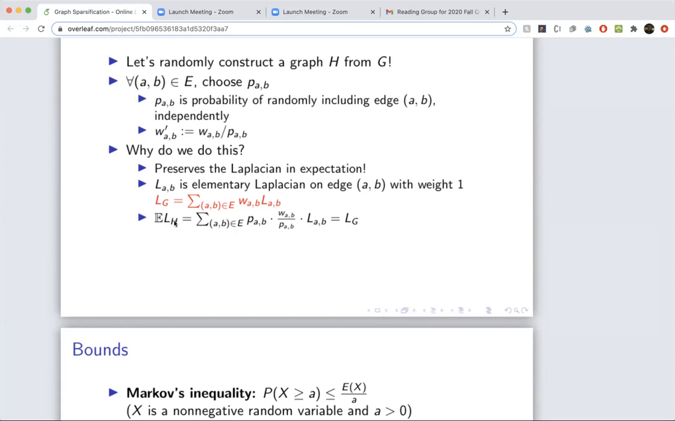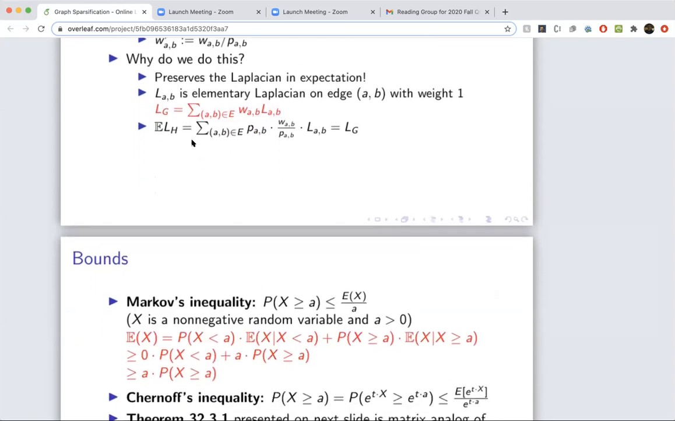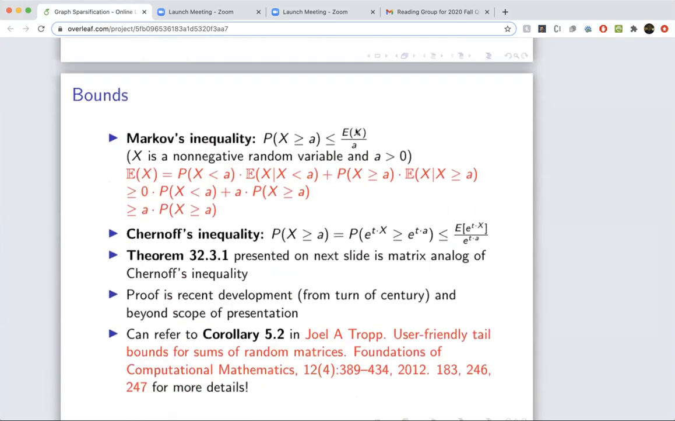If you now take the expectation of the Laplacian of the sparsified graph, we are able to do the summation over all the edges, because the expectation can be moved inside since summation is linear. We see that we have a probability p_ab term here, and this w' can be rewritten as w_ab over p_ab. The two p_ab terms cancel, and hence we're left with just the Laplacian of the input graph G. In summary, the expectation of the Laplacian of the sparsified graph is equal to the Laplacian of the input graph G.